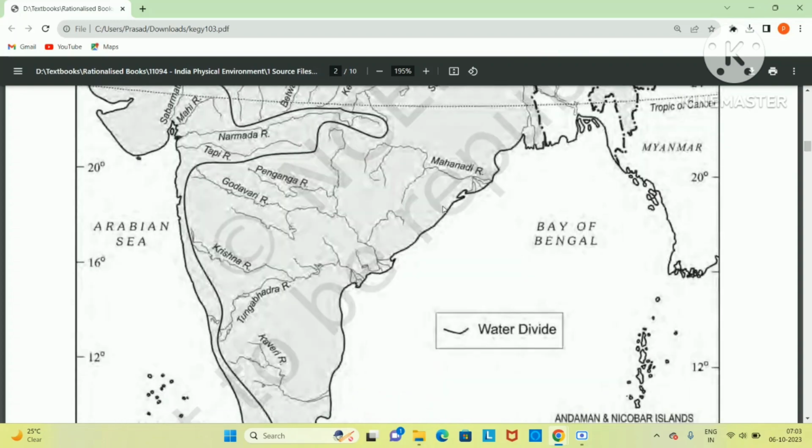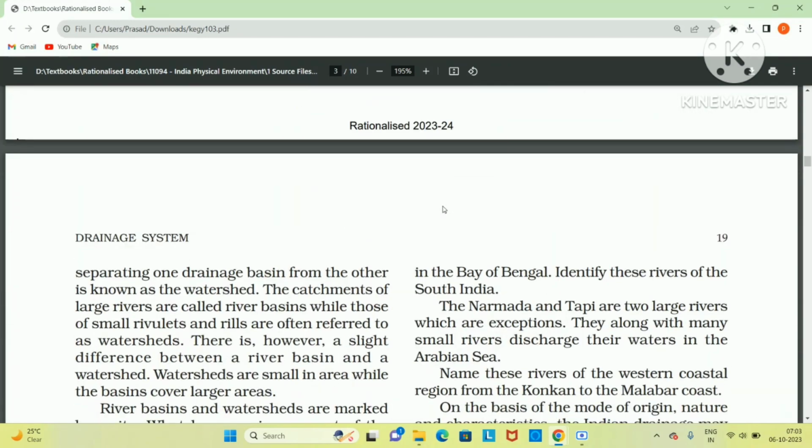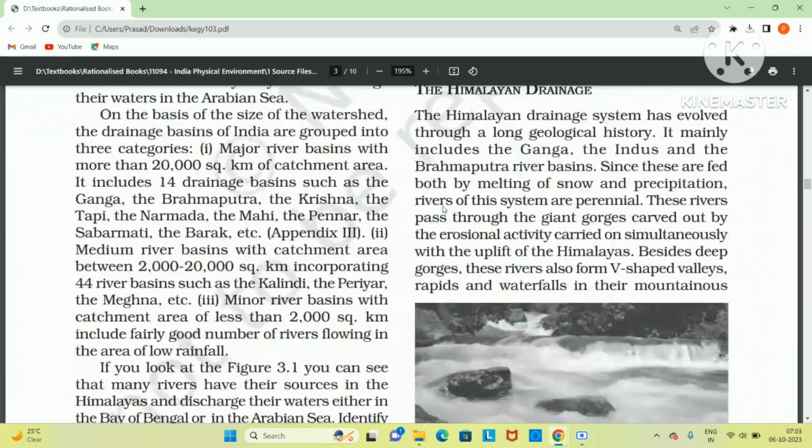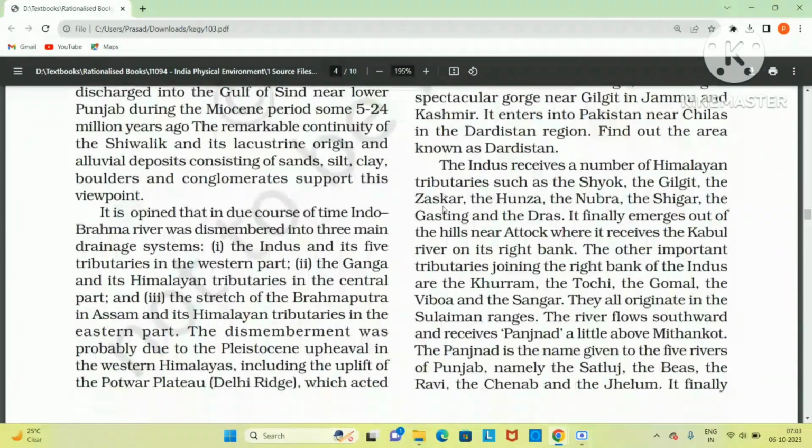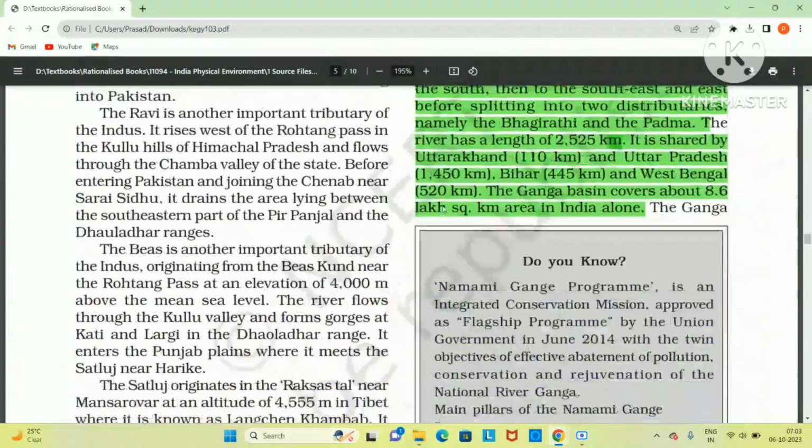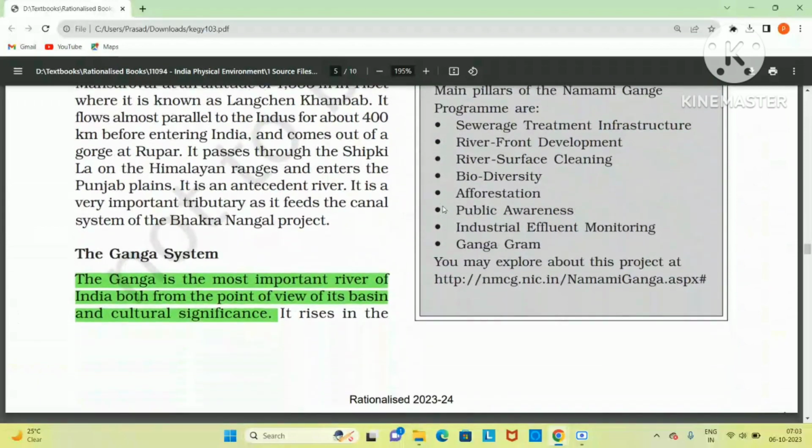Now we will look at more informative things about the river Ganga. The Ganga is the most important river of India both from the point of view of its basin and cultural significance. The Ganga river, often referred to as the Ganges, is not just a river, it's a lifeline, a source of spirituality and a vital part of Indian culture.